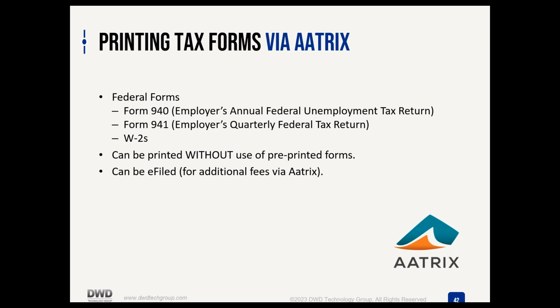If you choose to e-file your forms, Atrix can help facilitate that. They do charge additional fees because it's outside of Sage, and you just would have to get registered with Atrix and fill in some information about what jurisdictions you're filing, give them the EIN number, get set up, and once you get that all figured out and configured, then when you're going through the process of the forms, you get the option to print or to e-file. You can facilitate the e-filing functionality and pay by credit card.